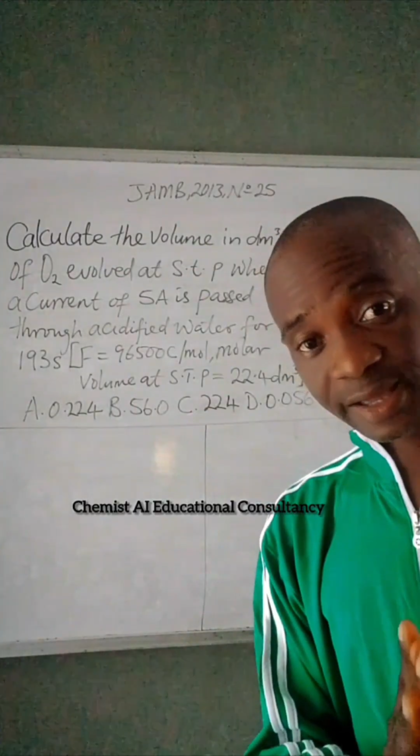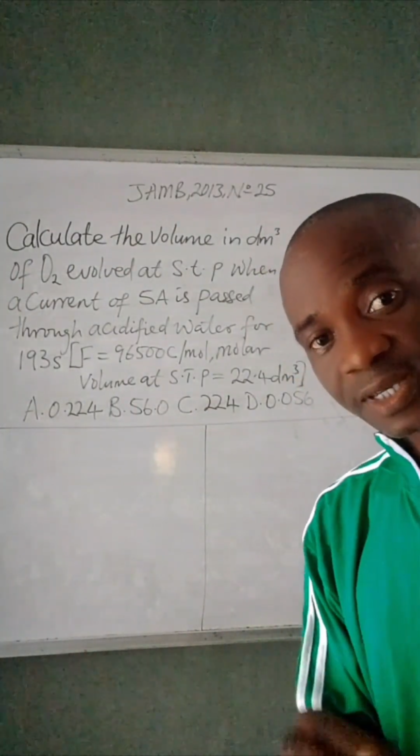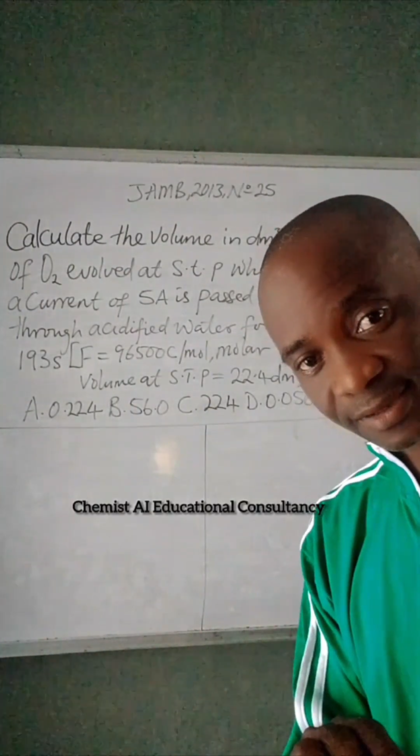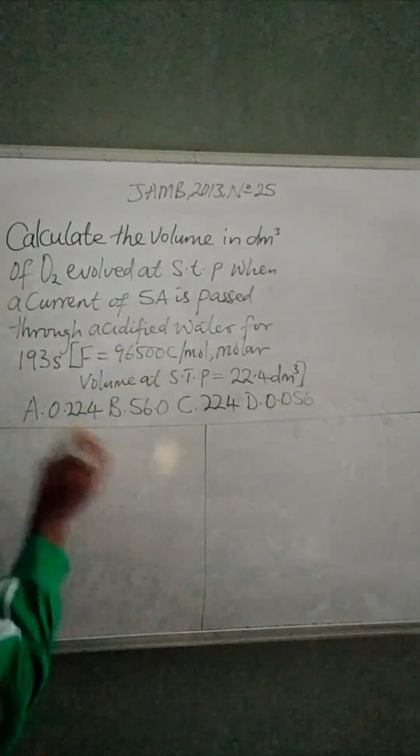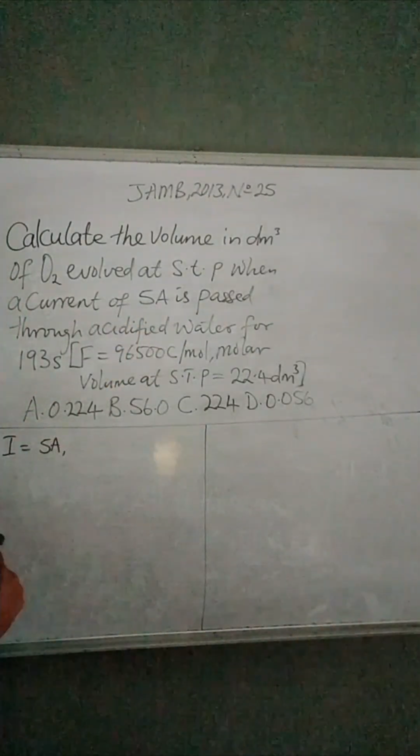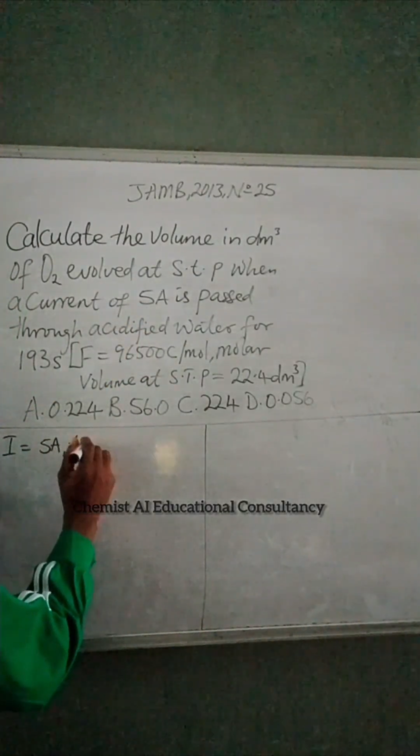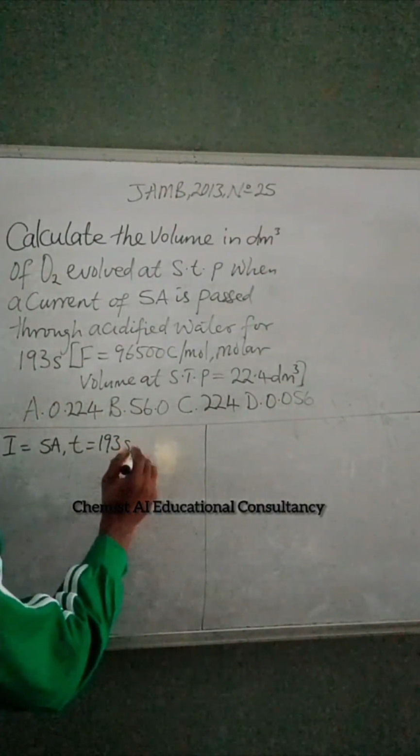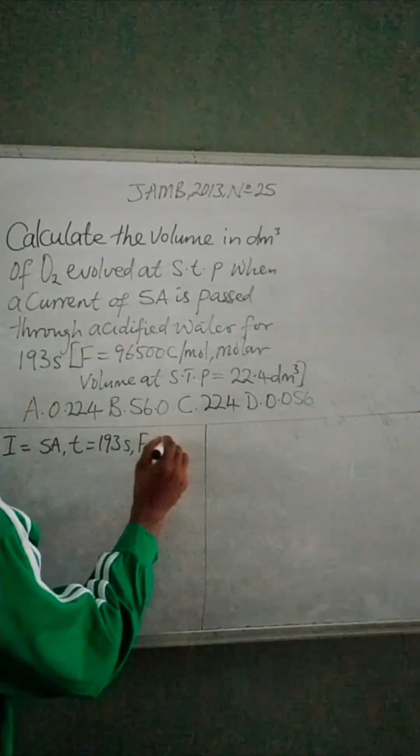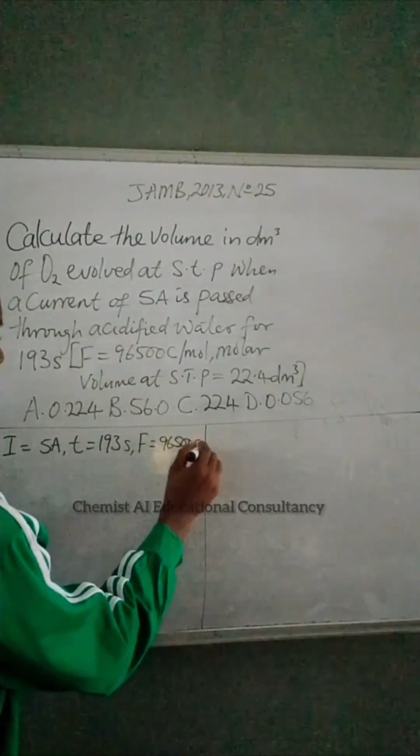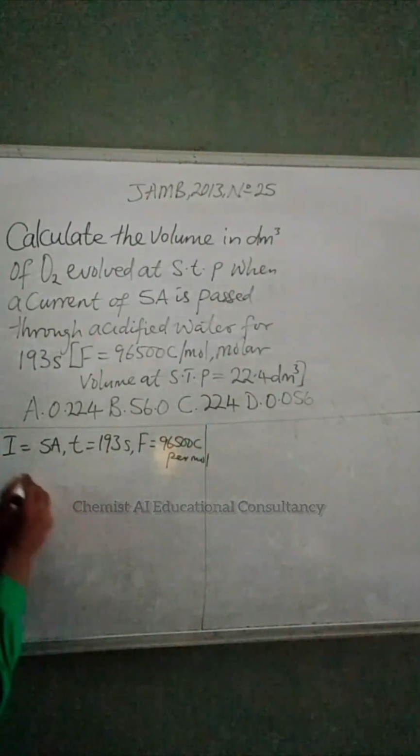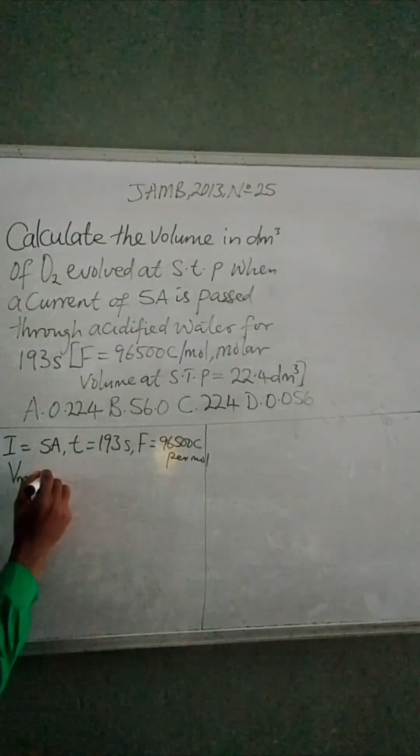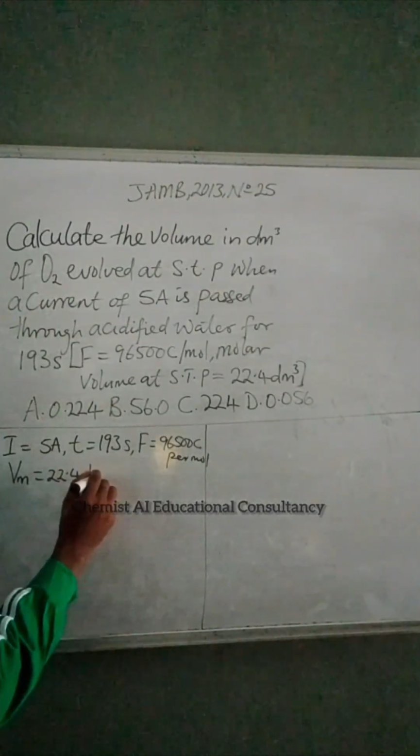If you see questions like this, the first thing you should do is to jot down the givens. We were given current as 5 amperes. We were also given the time of passage of the current as 193 seconds. We were also given 1 Faraday as 96500 coulombs per mole. We are also given the molar volume as 22.4 dm³.